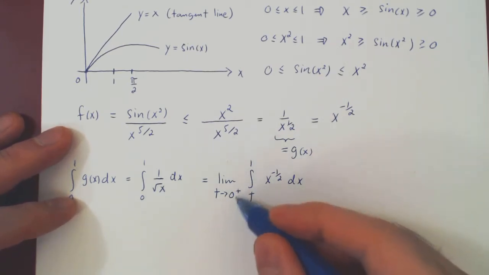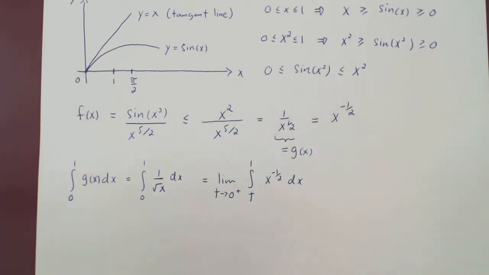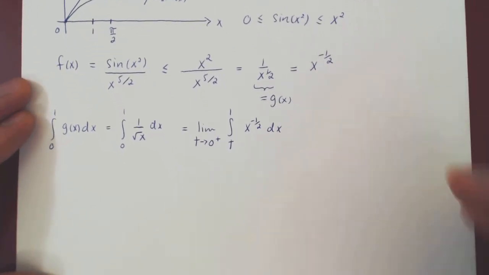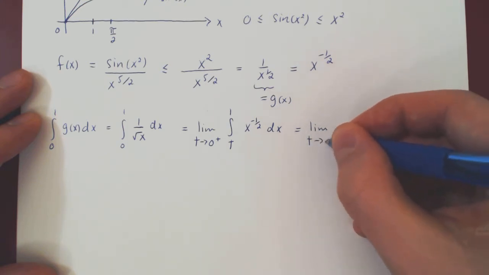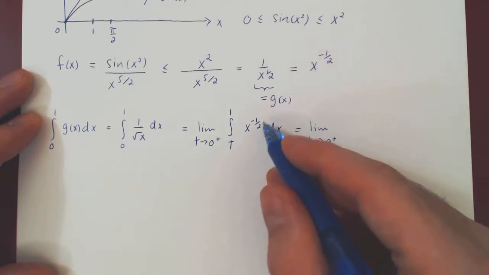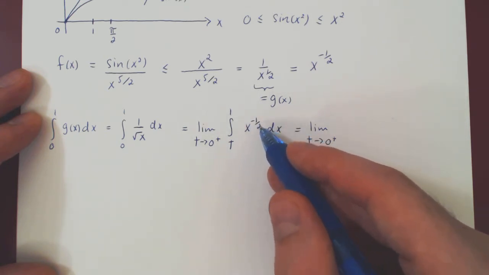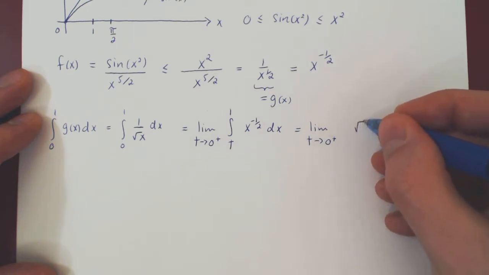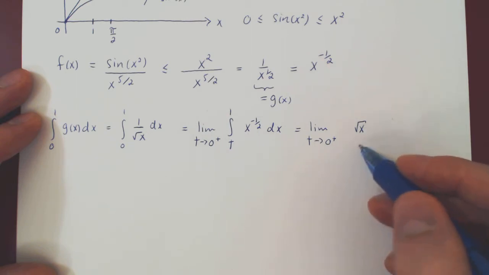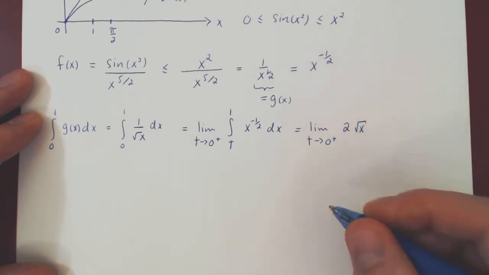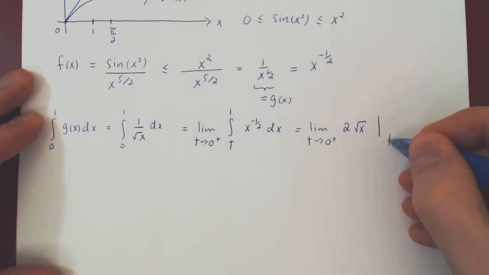And now as t is positive, from t to 1, our function is continuous, and so we can use the fundamental theorem of calculus. By the power rule, we add to our exponent 1. Well, negative 1/2 plus 1 is 1/2, which is simply root of x. And we divide by 1/2, but if you divide by 1/2, same as multiplying by 2. And so our antiderivative is 2 root of x. And we evaluate from t to 1.